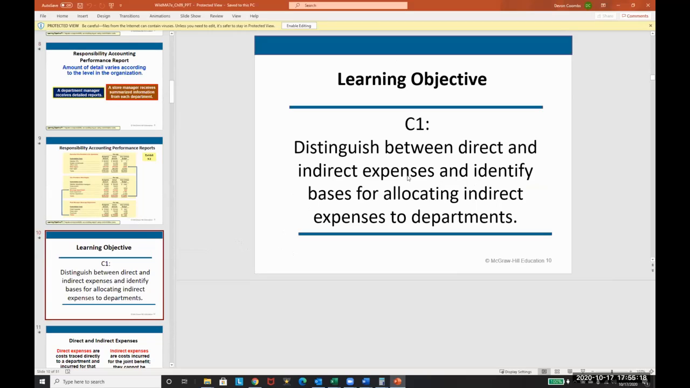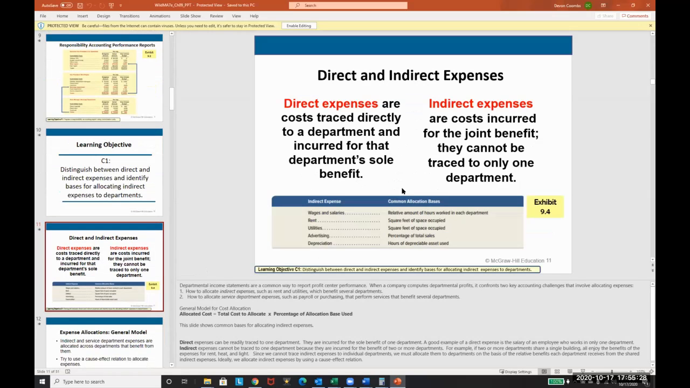And so we've talked a lot about direct and indirect expenses, and now let's talk about identifying and allocating these indirect expenses to departments. We've talked about direct and indirect expenses to quite a large extent now. Make sure we have it memorized. I think we all do.